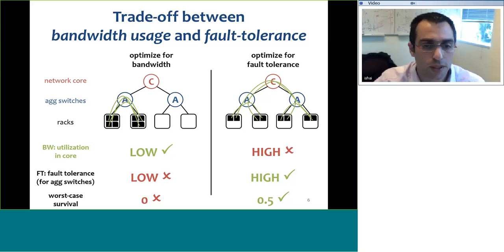But what's good about this solution is the communication. Let's assume that the different machines talk to each other. The communication here remains local. It doesn't go through the core of the network. So that's a good solution in terms of bandwidth.